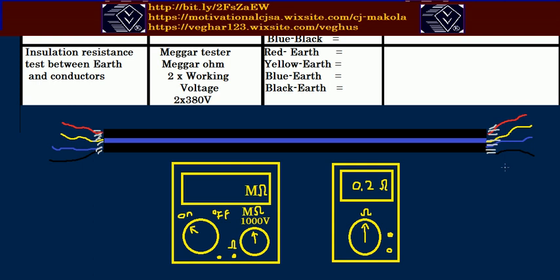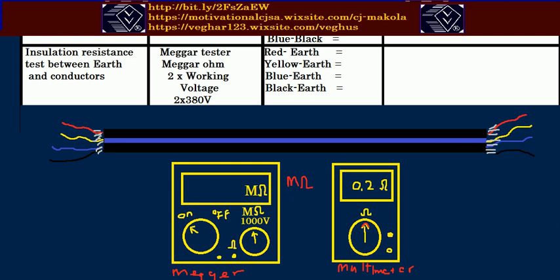To do the continuity test, we will use the multimeter. This one is a multimeter. You put it on the ohm scale, and then this is the megger. We put it on megohm at 2 times working voltage, where there's 1000. This is the closest to the ohm scale, megohm. You put it on 2 times working voltage on megohm.